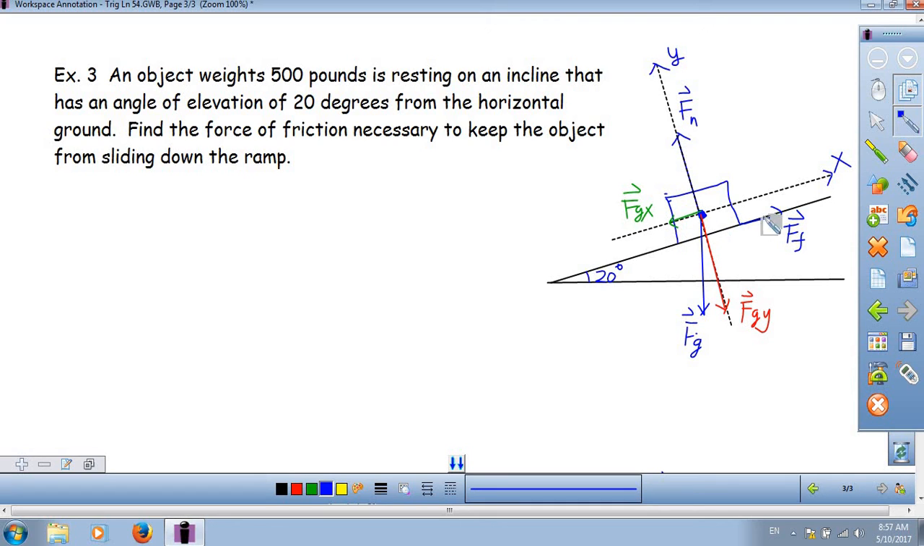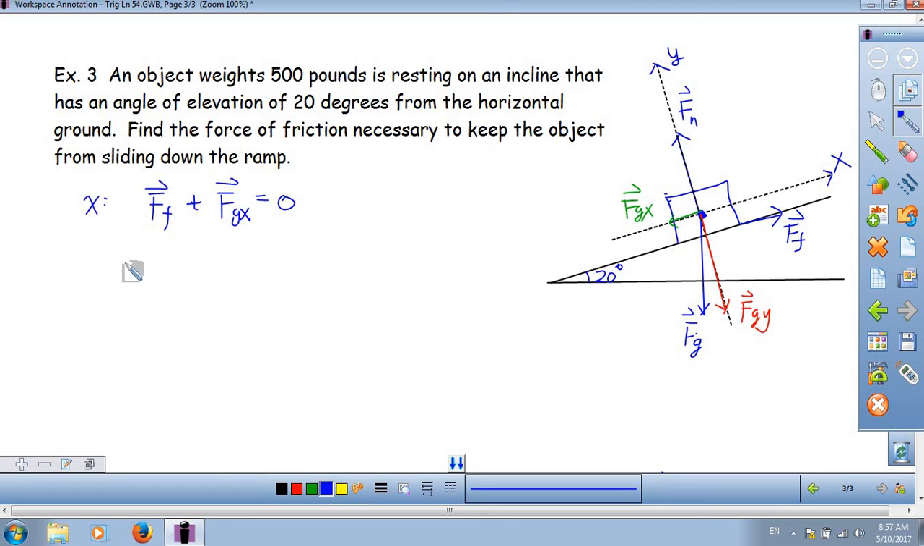But right now, because this box is resting, we know that in the x direction, the force of friction plus the x component of the gravitational force should be equal to 0. That means they should be equal to each other. Of course, they are equal and opposite.